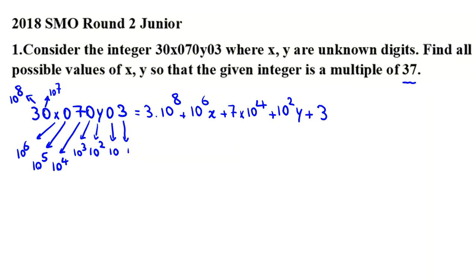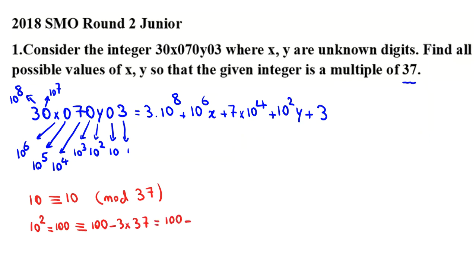So at first I should consider, 10 to the power of something is what mod 37? If you consider 10 to the power of 1, mod 37, it's obvious it will be 10. 10 squared is 100. If you subtract 3 times 37, which is 111, it will be negative 11. Why do we subtract? Because we want to reach something small in absolute value. 2 times this you can also use, but 3 times is a little better. So negative 11 mod 37.